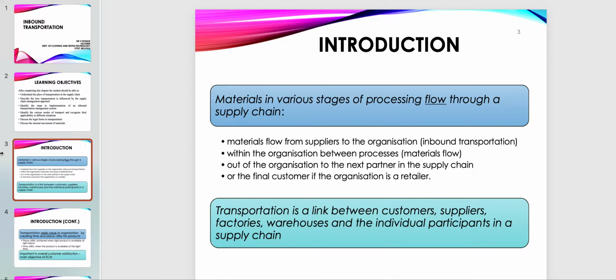Now, for all that to happen, there needs to be logistics or transportation. Transportation basically is a link between customers, suppliers, factories, warehouses, and individual participants in a supply chain. These supply chains could be local, regional or international, and could involve a combination of these broad categories.